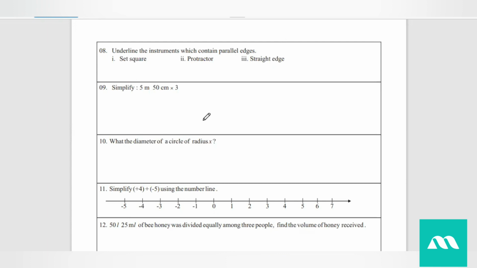Teacher, when we do question 11, we want to draw the number line. Yes, you have to draw the line and do it.